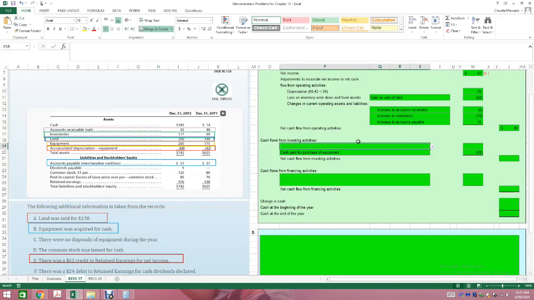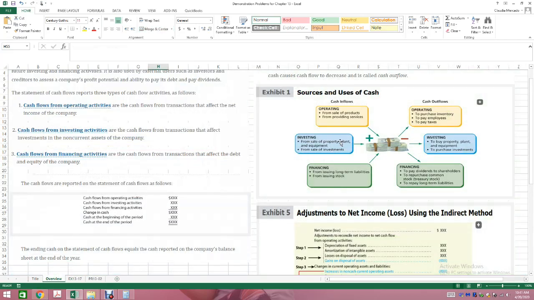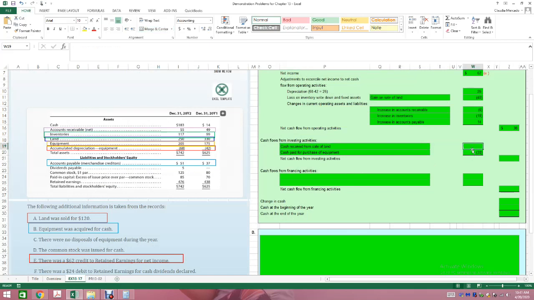So here we have cash received from the sale of land. If you sold land or a piece of equipment or property, plant, or equipment, you add. So I'm going to add the $120 that I purchased, or I'm sorry, that I sold the land for. Land was sold for $120.